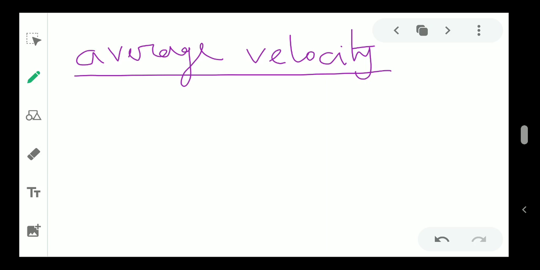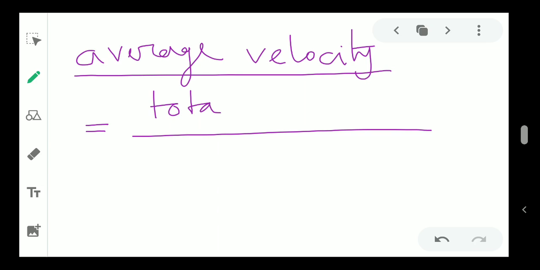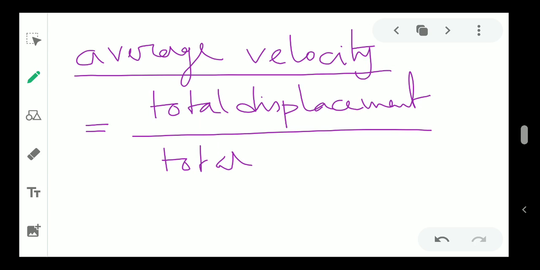Now, what is average velocity? The average velocity is given by the total distance covered, or the total displacement covered, by the total time taken. Now see here. Now you will say, "Arey, what is new about this thing?"